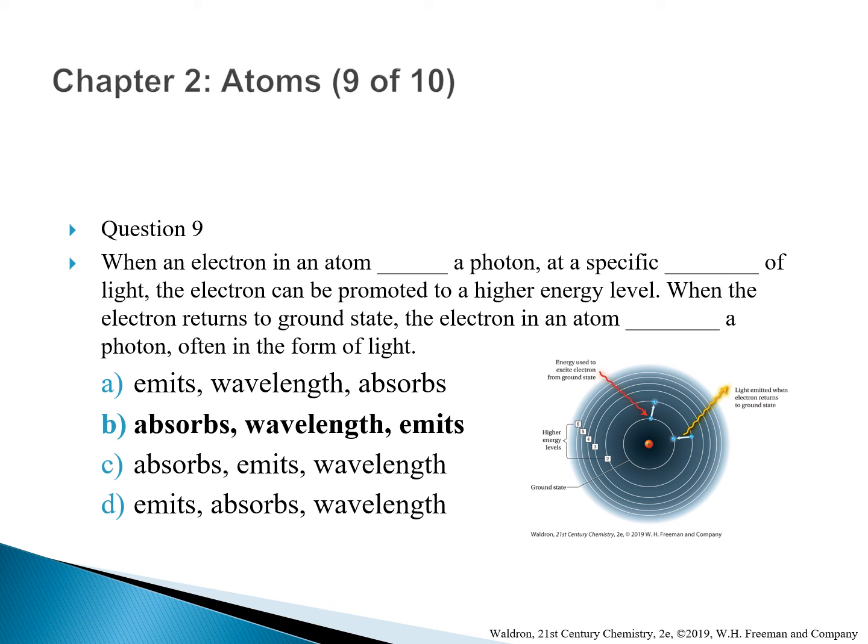The correct answer is B, absorbs, wavelength, and emits. The electron absorbs energy at a specific wavelength of light so that it can jump from the ground state to the higher energy level excited state. Upon its return to the ground state, the electron releases energy, or emits energy, often in the form of light.